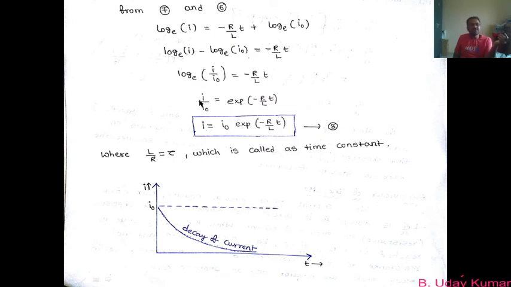So I can write this equation as I by I0 is equal to exponential of minus r by L t, and if I send this I0 to the right hand side, I get I is equal to I0 times exponential of minus r by L into t. But you know that the time constant is nothing but L by R, which we already have taken, which is called the time constant. So now this is the mathematical equation of the current that we get while it is decaying.